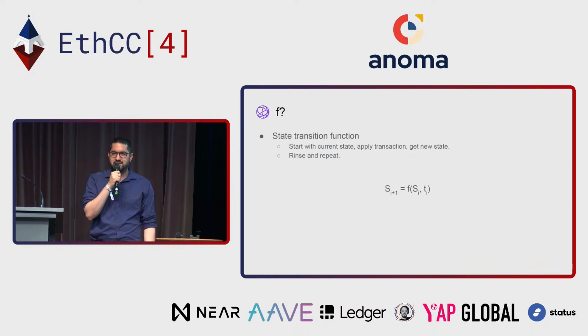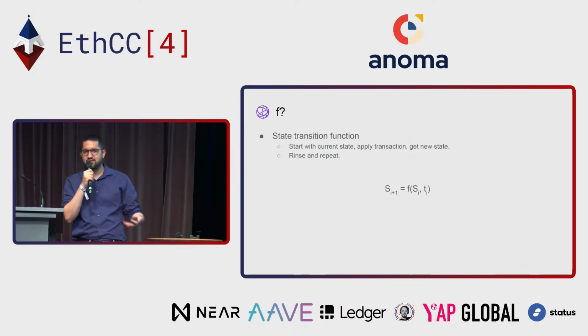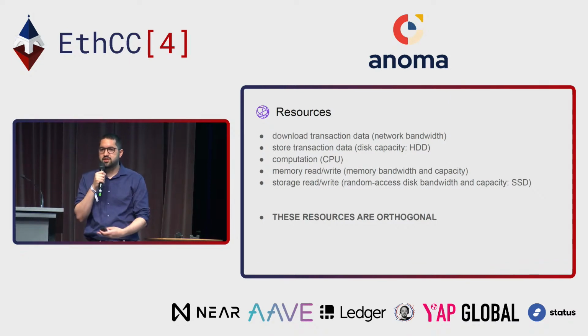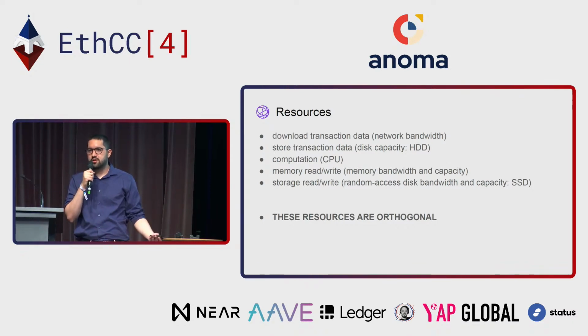Now this f, it does stuff, right? You do stuff on your computer. It moves electrons around on your chips. It does work. And this work comes in various flavors. And what are these resources that can be consumed while doing this work? So your node could download transaction data, which uses up some network bandwidth, right? In Bitcoin, blocks are 1 to 4 megabytes in size every 10 minutes. So you'd have to download that much amount of data, essentially.